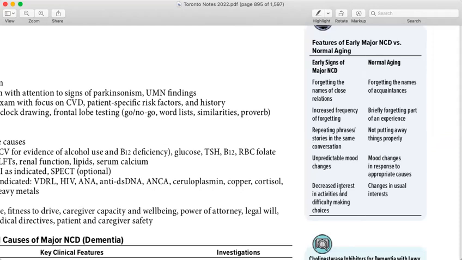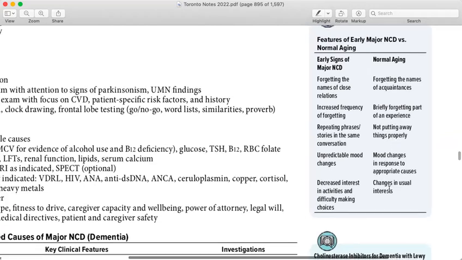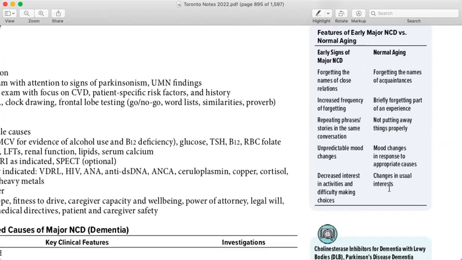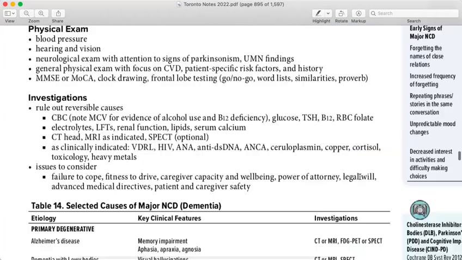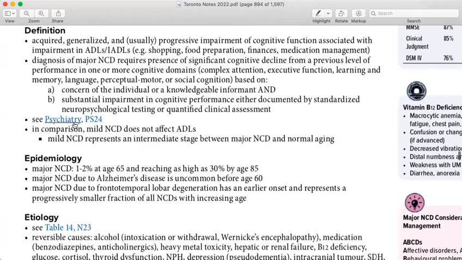Unpredictable mood changes and decreased interest in activities are not normal. Now the normal ones: forgetting names, briefly forgetting part of an experience, not putting things away properly. Mood changes in response to appropriate causes and change in the usual interests. So this is about dementia. Now let's go to delirium. I think it's written in psychiatry, so let's go to psychiatry.